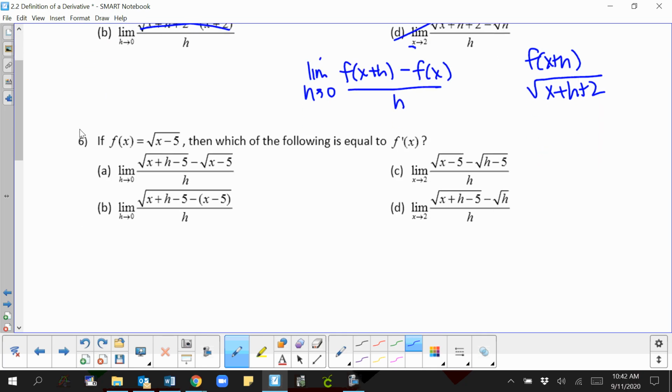6 follows the same pattern. So I can cross out C and D because they're talking about x approaching. And then I can also cross out B because I need to have the two different square roots. My f of x function is the square root of x minus 5.